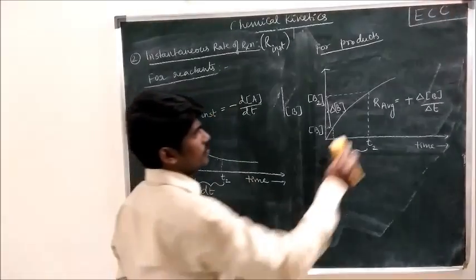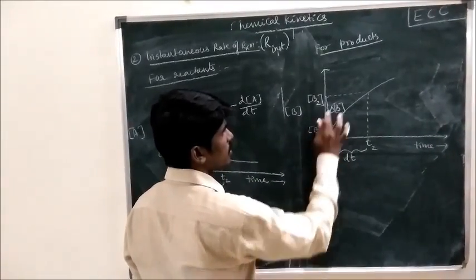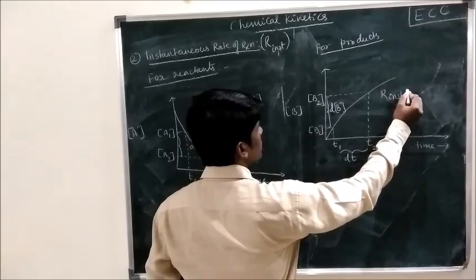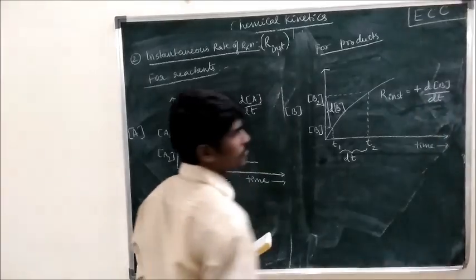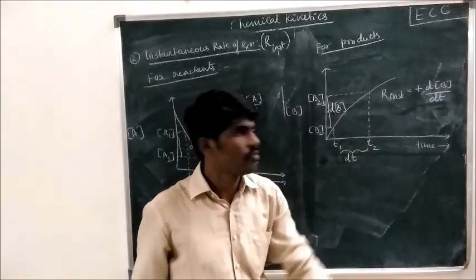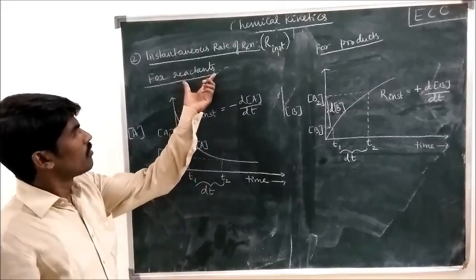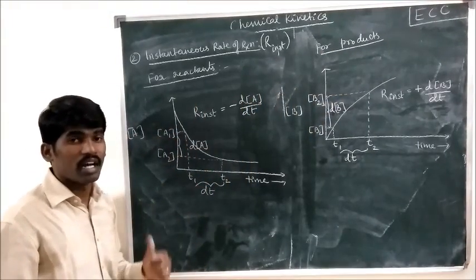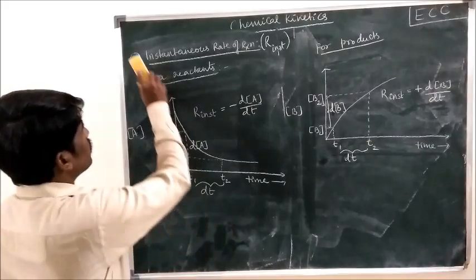When it comes to products, it is the same as what I have given earlier, but here the time interval will become dt, and here the concentration will become dB. Then the instantaneous rate of reaction is equal to plus dB upon dt. Plus indicates an increase in concentration of the products. Here it is change in concentration of B upon dt. This is the graph given for reactants and this is the graph given for products. This is the way to draw the graph for average rate of reaction as well as for instantaneous rate of reaction. Hope you understand, children.